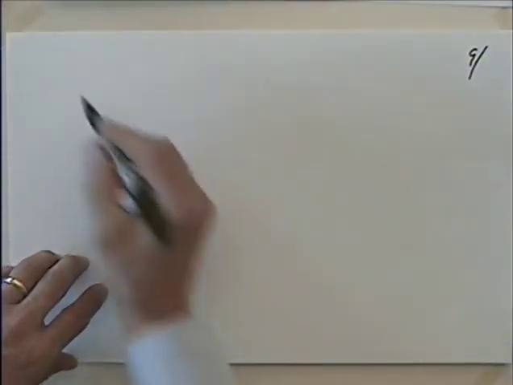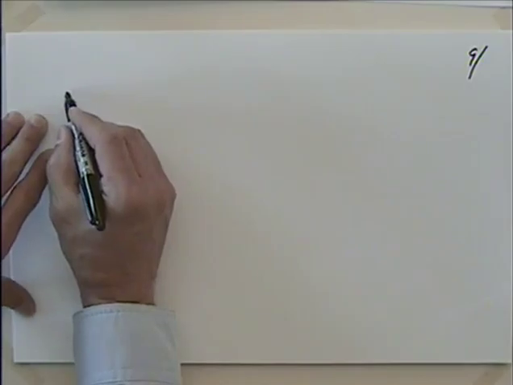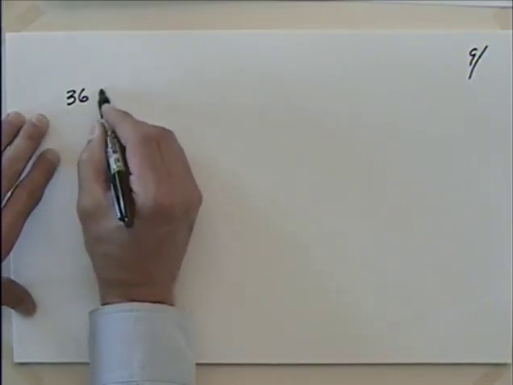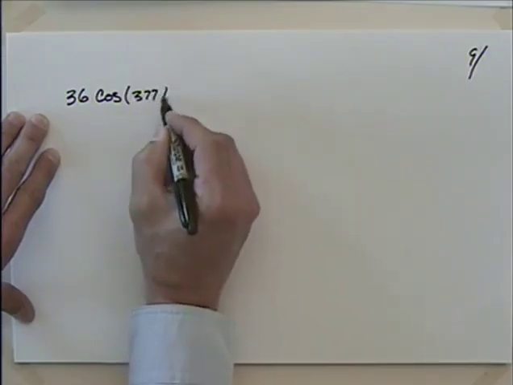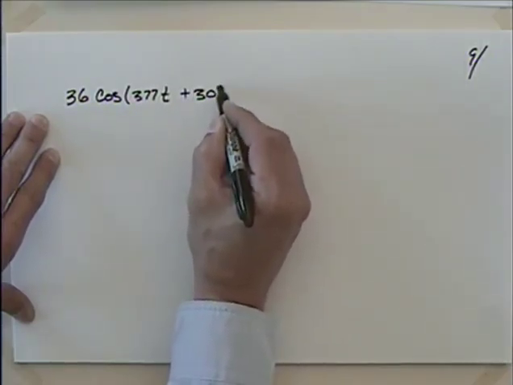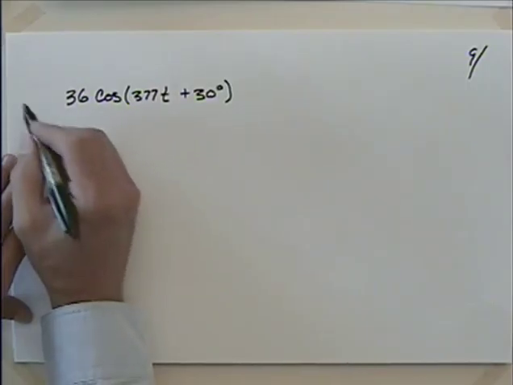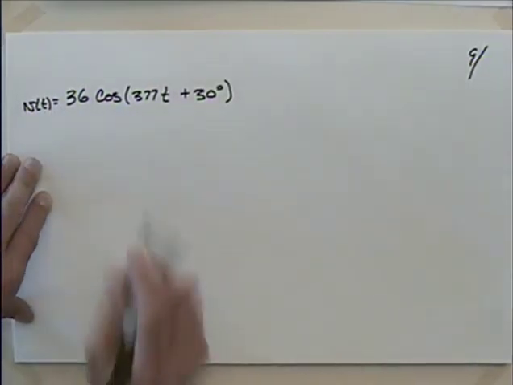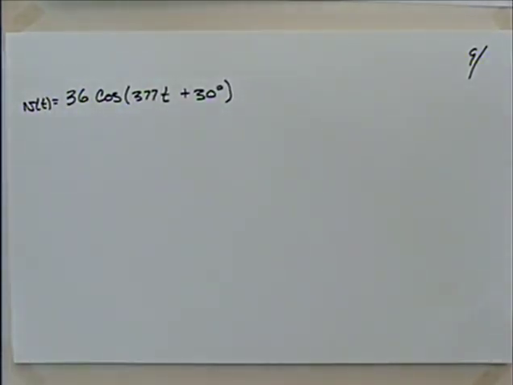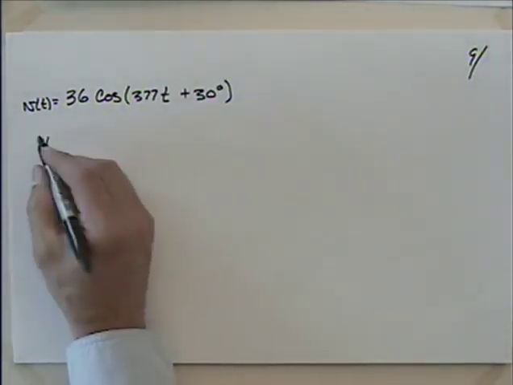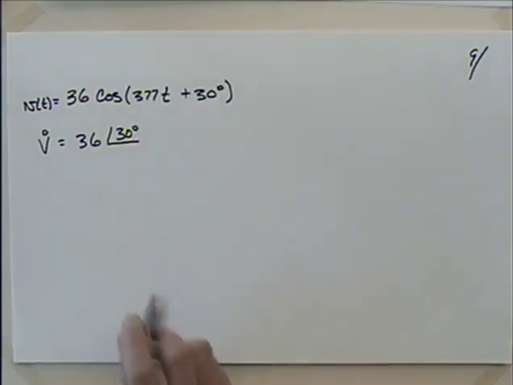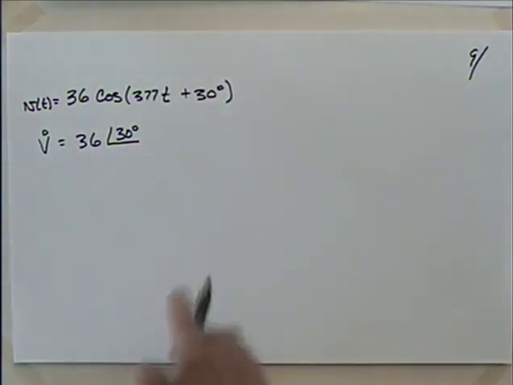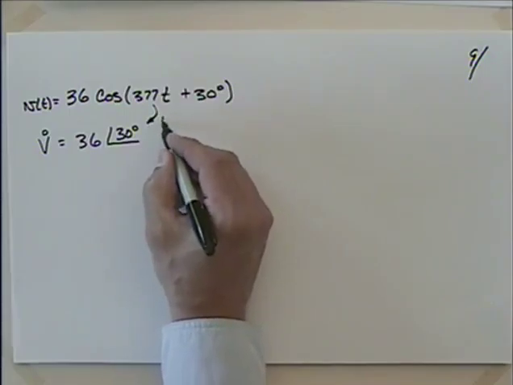What do we have? Last term, we might have had a number that was 36 cosine of 377 t plus 30 degrees. You came up with a v of t like that. We saw something like that all the time last term, didn't we? Okay, so in phasor form, we have 36 at 30. And from here to there, that was again Euler's, wasn't it?